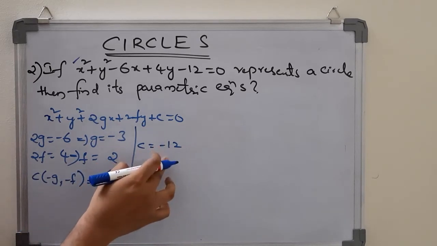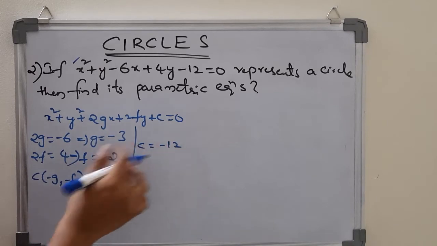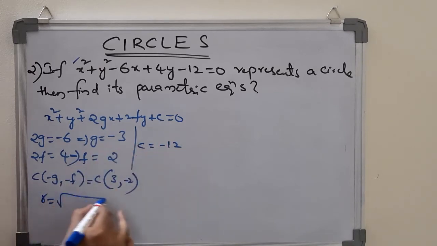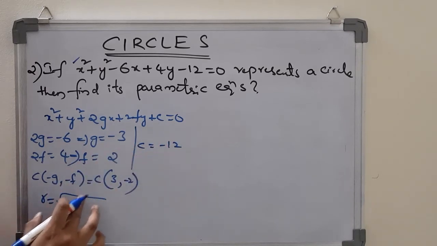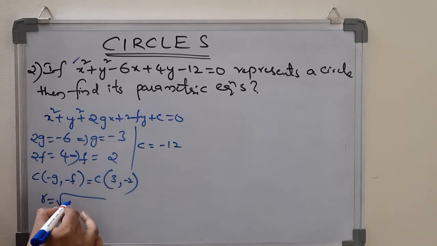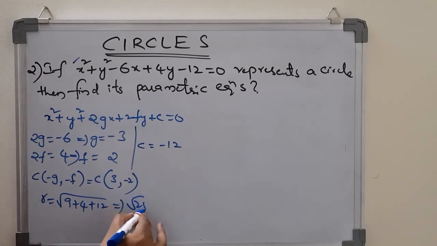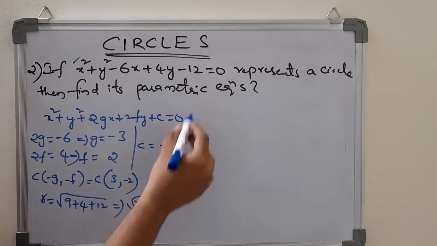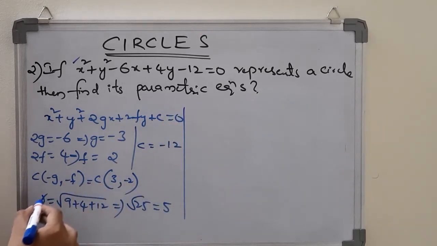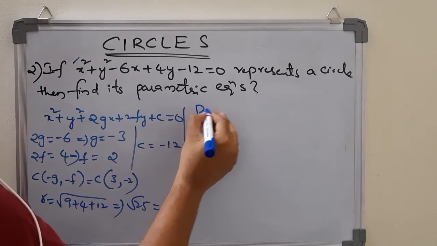When we know the center and the constant value, we can find the radius: square root of g square plus f square minus c. What is g square? 9 plus f square is 4, minus of minus is plus 12. We get root 25, that is r is equal to 5. When we know the center and the radius, we can find the parametric equations.